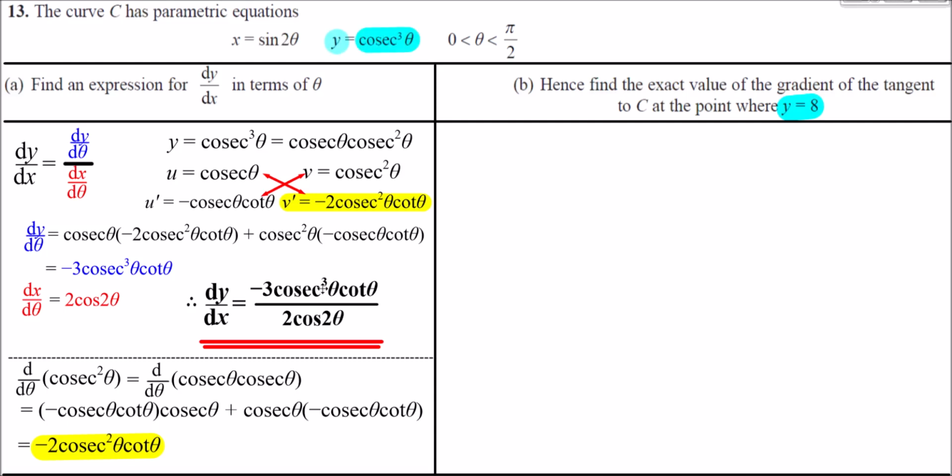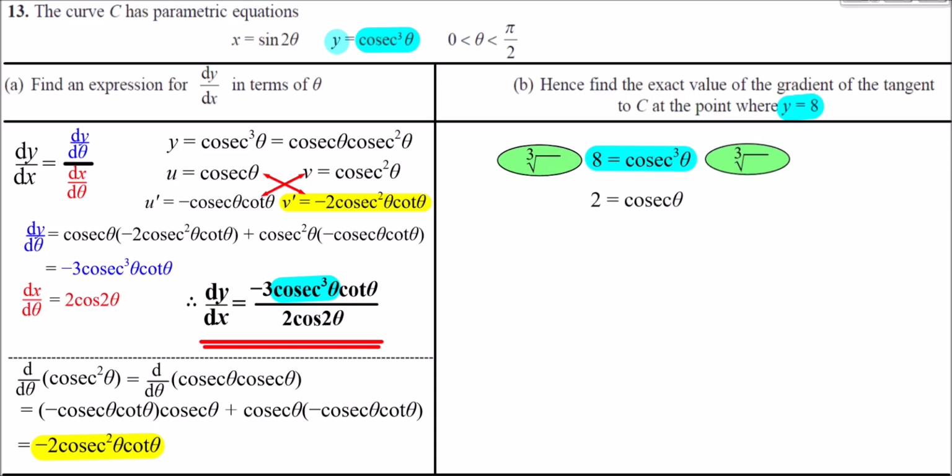So y actually appears in the derivative function as well, because cosec cubed theta is y. So let's start off by just setting cosec cubed theta to be equal to 8, because that is what y is equal to. So what I'm going to suggest we do first of all is to cube root both sides. That will then give me that 2 is cosec theta. Now cosec is 1 over sine.